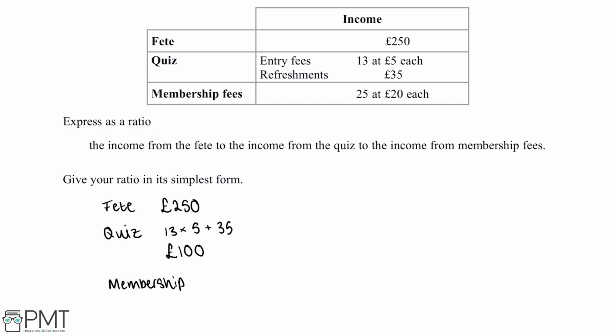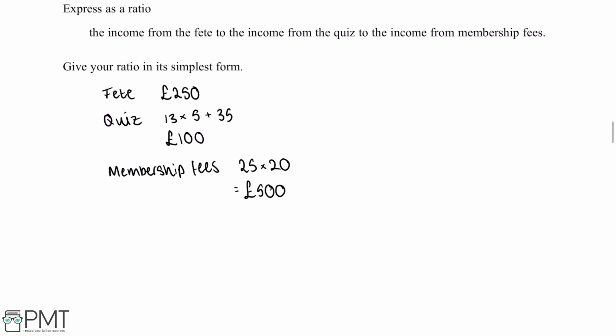And finally, membership fees. 25 membership fees were bought at £20 each. So we can do the calculation 25 multiplied by 20. And this will give us an answer of £500. So we've worked out the income from each of these 3 events. However, now we need to express it as a ratio. So we want to express it in the order of the income from the fete to the income from the quiz to the income from the membership fees.